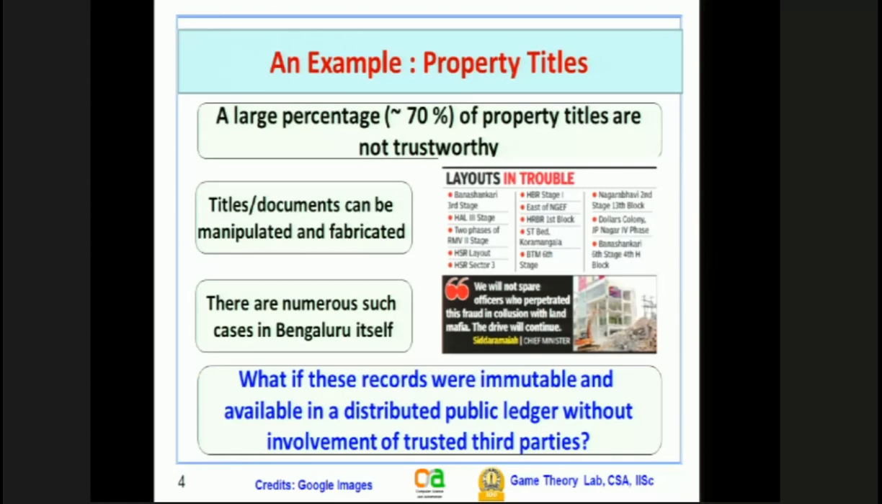So let me start with a very simple example. There are property titles with which we are all very familiar. Turns out that if you take statistics about the number of property titles which are not trustworthy in the national context, in the Indian context, it's as much as 70%. And as you know, titles and documents can be fabricated, manipulated, and so on.